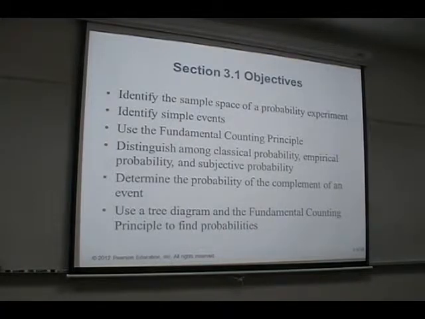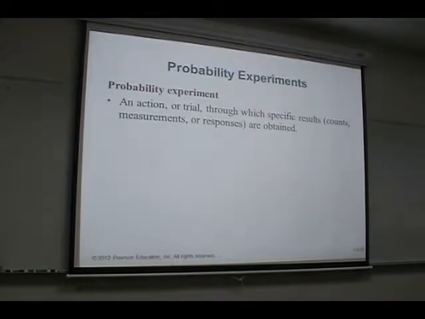Okay. So basically what we're going to do is first of all talk about what a probability experiment is. It's an action or a trial through which specific results, counts, measurements, or responses are obtained. In other words, like rolling a dice, drawing a card. You're going to do something and something happens. Okay, you're going to get a result. That's what a probability experiment is. The outcome is the result of that single trial. Like I rolled a dice and I got a 6. Okay, or I rolled the dice and I got a 3. The outcome is what you got when you did whatever you did.